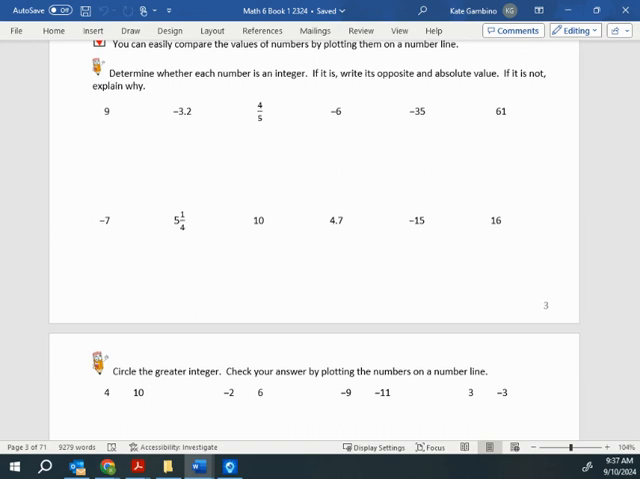Okay? But we can look at what its absolute value is and what its opposite is. So the first thing we're going to do to decide, is it an integer? Is it not an integer? Then we're going to put down our opposites and our absolute values. So if we look at 9, is 9 an integer? Yeah, because there's no decimal and no fraction. So we're going to write integer.